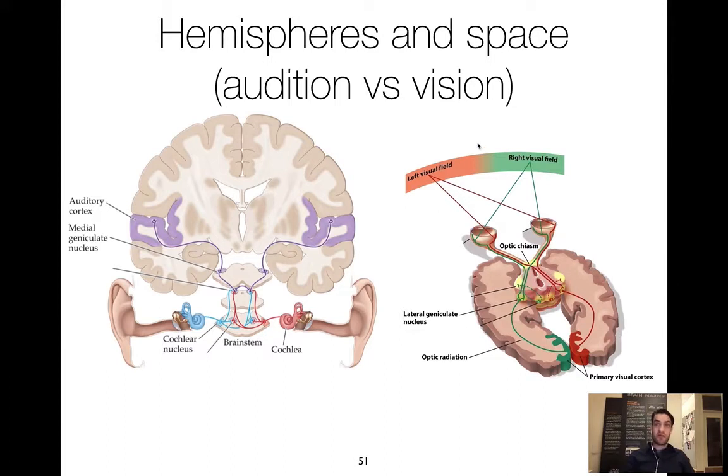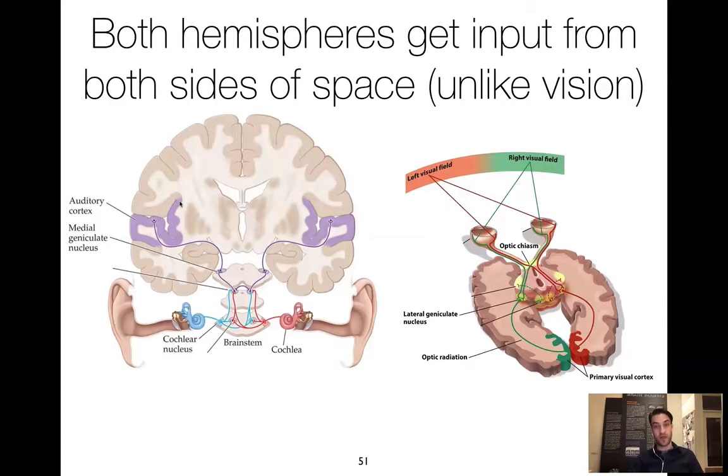So definitely take note that even though there are these similarities that we've been talking about to a certain degree in audition and vision, there are some important differences here between the two eyes, the two ears, the left and right visual field, and the left and right auditory field, okay? Because in audition, again, both hemispheres get input from both sides of space, which is unlike V1, okay?